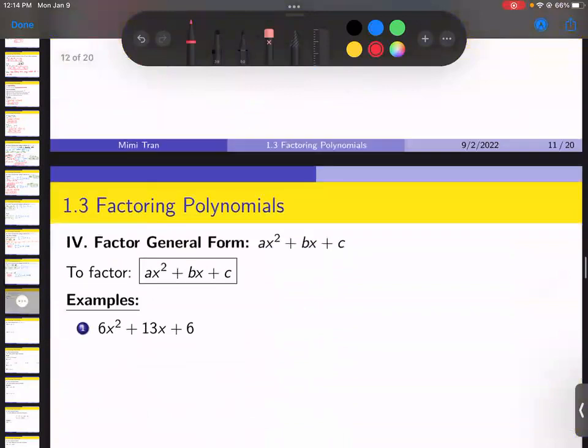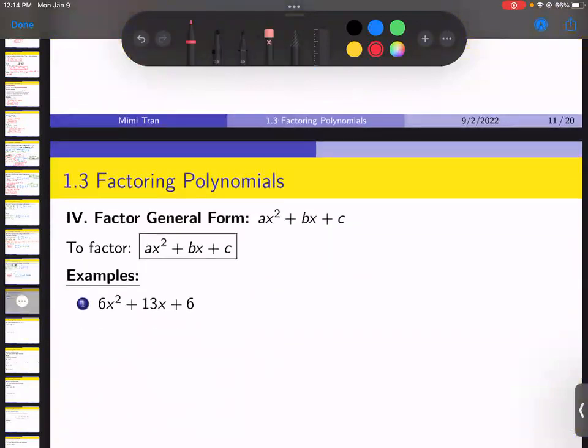Okay, objective 4. We're gonna factor in the general form. So you no longer have 1 as the coefficient of x squared. Right now it's gonna be some number other than 1. We're gonna do the same thing. We're gonna use AC method. So we're gonna do product, which is A times C, therefore AC method. And then the sum is B. Not BX, B.